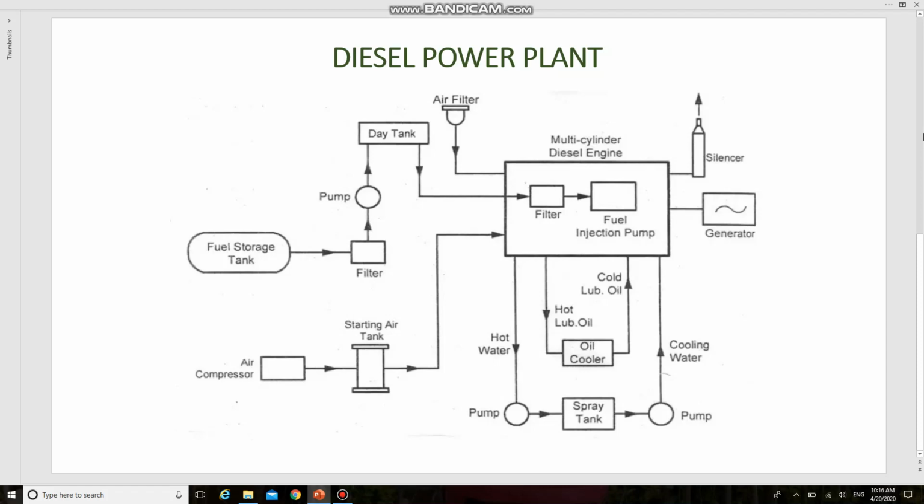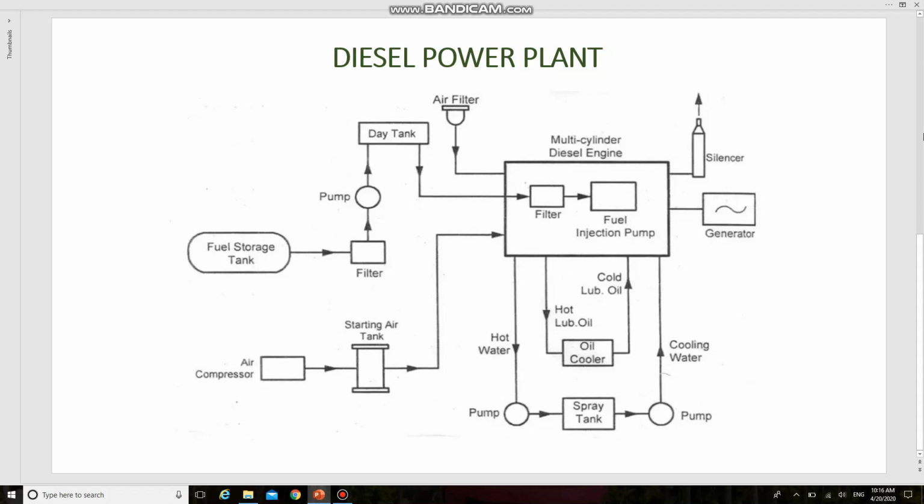In diesel engines, air admitted into the cylinder is compressed. At the end of the compression stroke, fuel is injected. The fuel is burned and the burning gases expand and do work on the piston. The shaft of the engine is directly coupled to the generator. After the combustion, the burned gases are exhausted to the atmosphere.